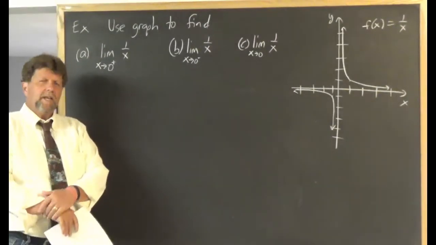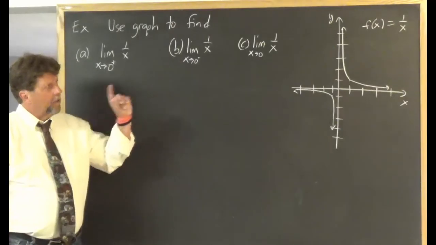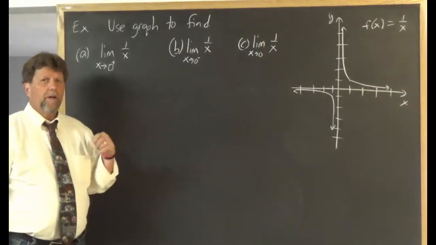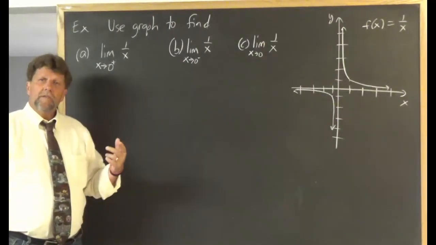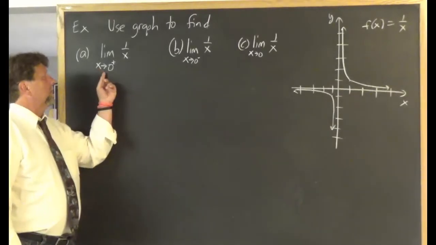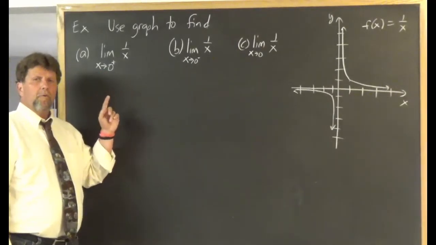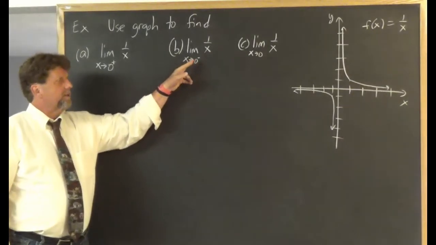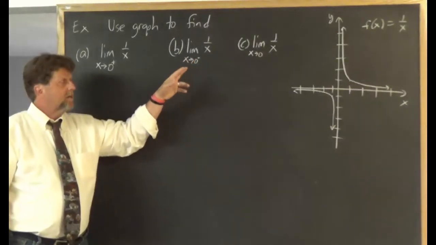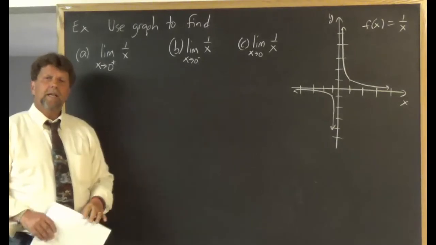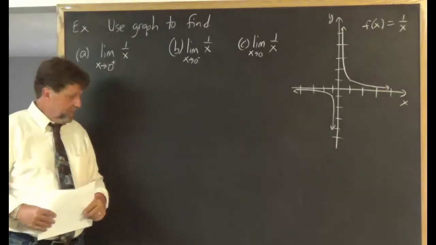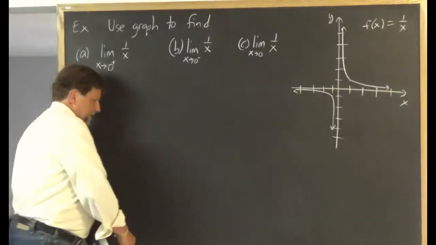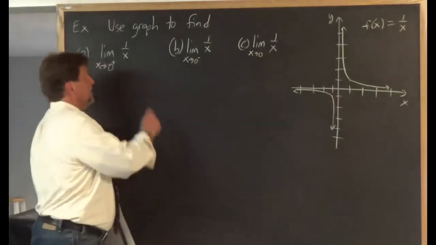All right, folks, in this example we were given the graph of f of x equals 1 over x, and we were asked to find the limits. The limit as x approaches 0 from the right of 1 over x, the limit as x approaches 0 from the left of 1 over x, and then the limit as x approaches 0 of 1 over x. So I'm going to go over there to the graph and let's try to analyze the first one.